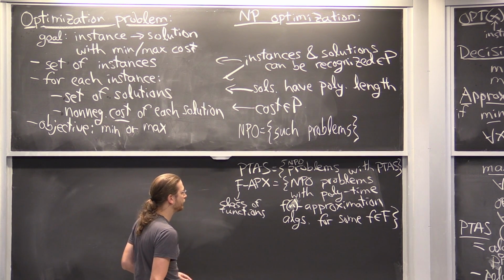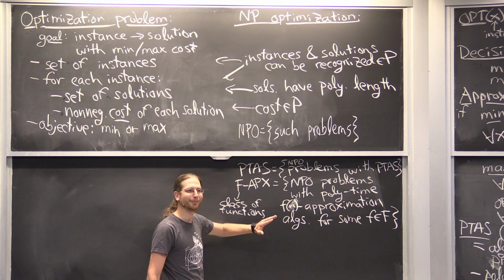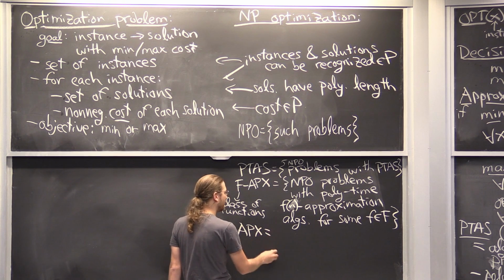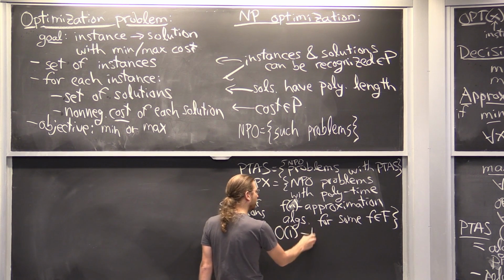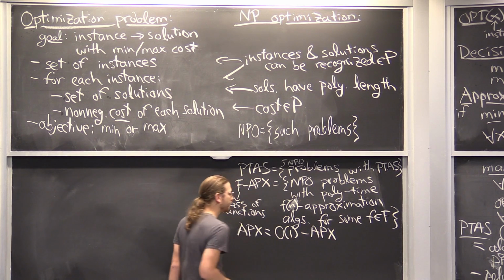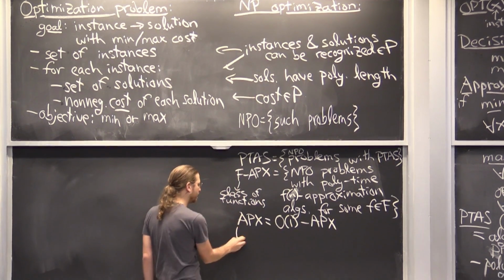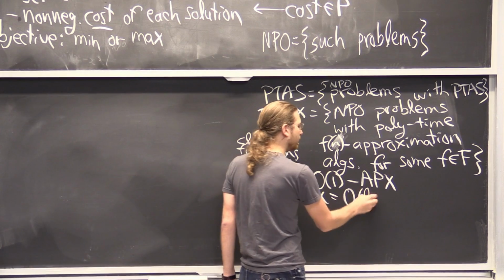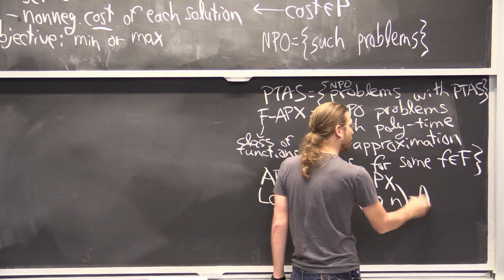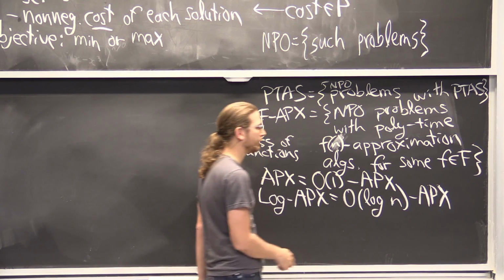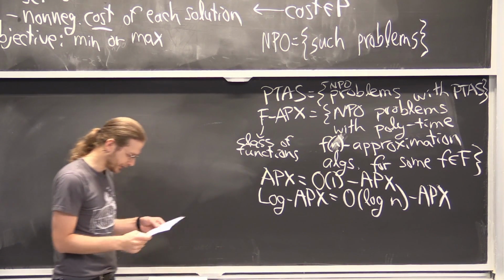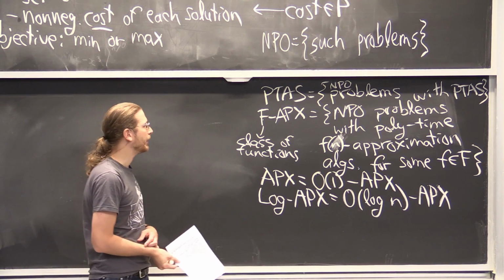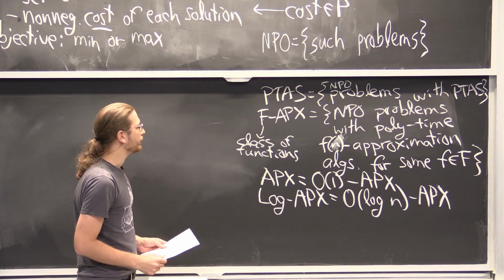So, for example, f of n could be 3. That would be a constant factor approximation. In that case, we just call it APX. APX is what you might otherwise call order 1 APX, things you can approximate in some constant factor, any constant factor. Another class that's commonly studied is log APX. This is log n approximable, some constant factor. And there are more. There's poly APX, where you just want n to some constant, usually less than 1, but not always. But I think this will be enough for us.